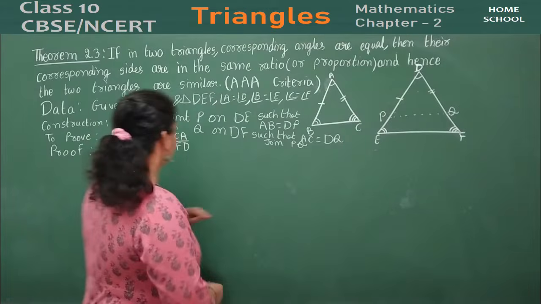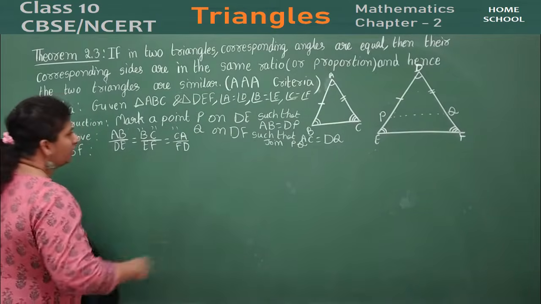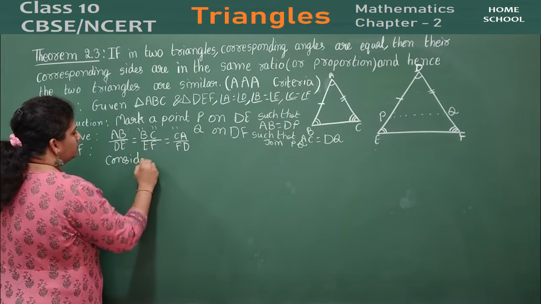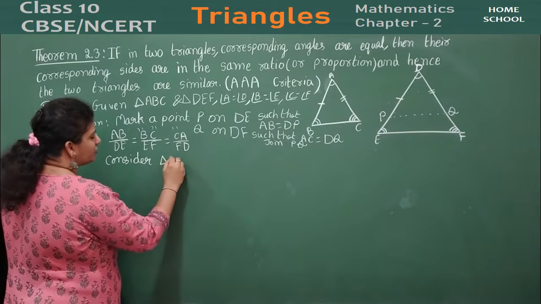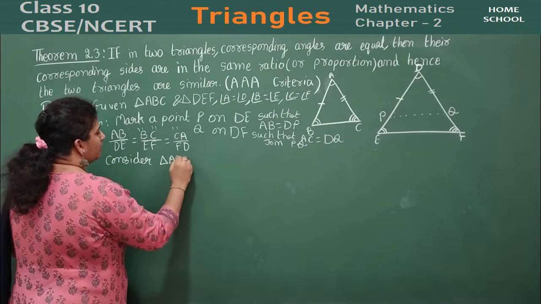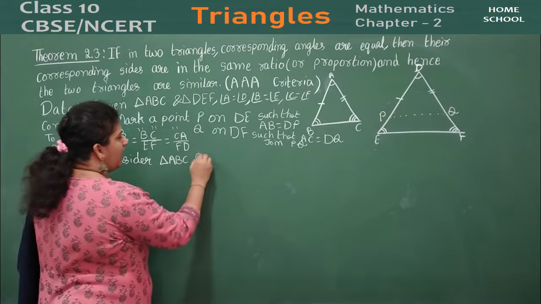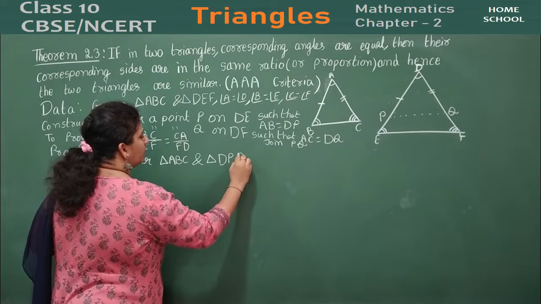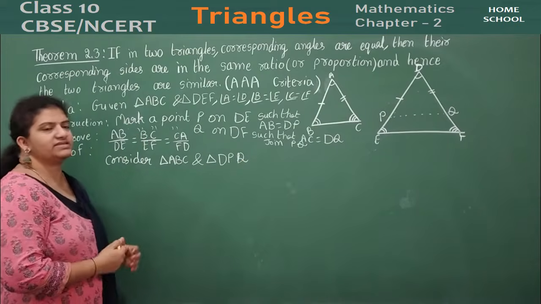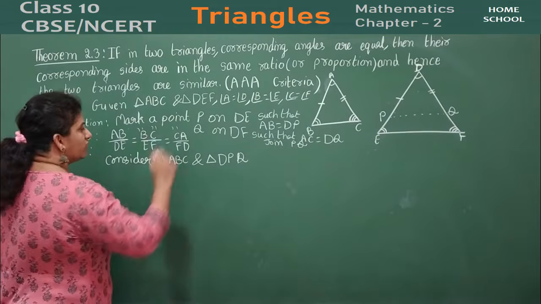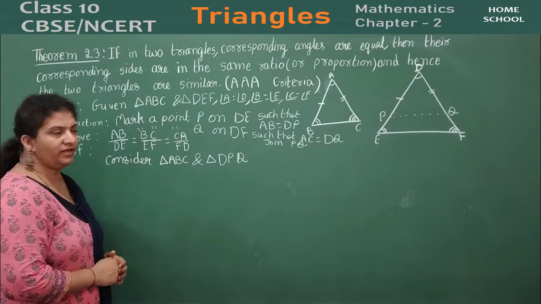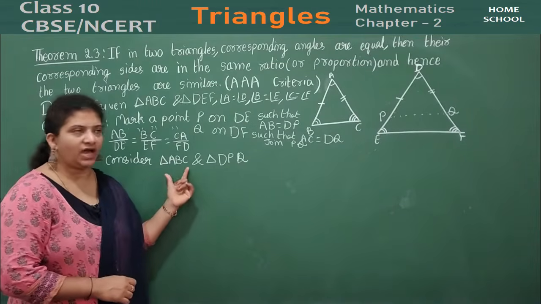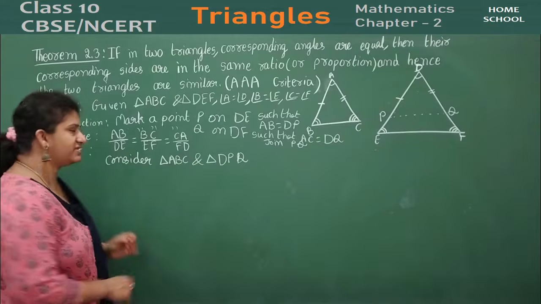Let's start the proof. So here, how do we prove here? Consider triangle ABC and triangle DPQ. Consider triangle ABC and triangle DPQ. So now, what's the given data? You know, right? So in that all the three angles are equal. So while I am proving, I'll consider the above two triangles here, children.